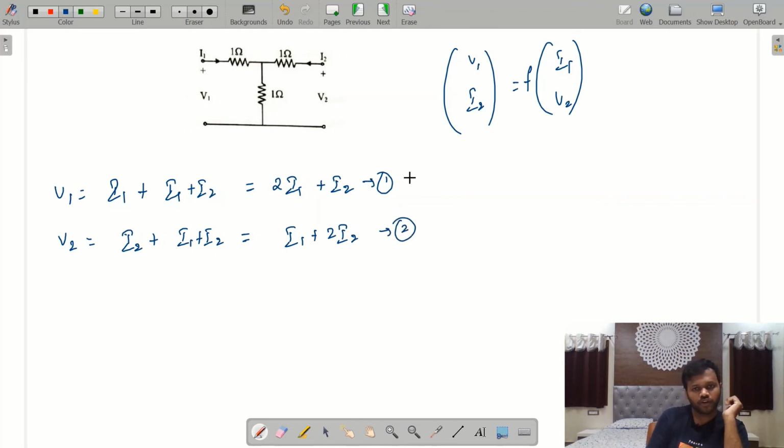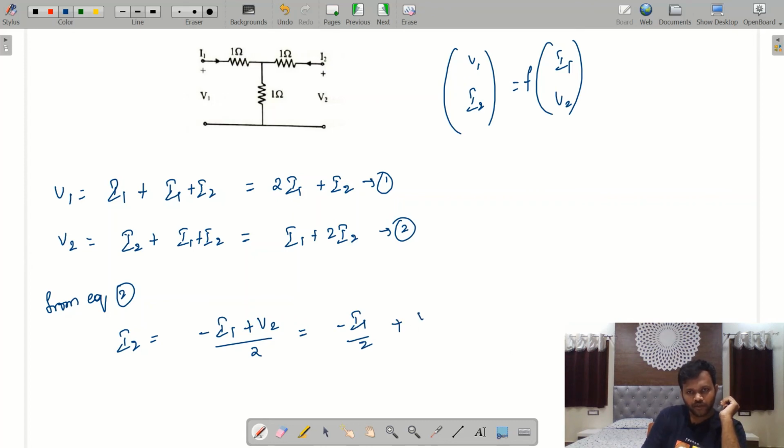So from equation 1 and 2, from the second equation what can we write? From equation 2 we can write I2 equal to minus I1 plus V2 divided by 2, so minus I1 by 2 plus V2 by 2. I will consider it as equation 3. Now substitute 3 in 1.